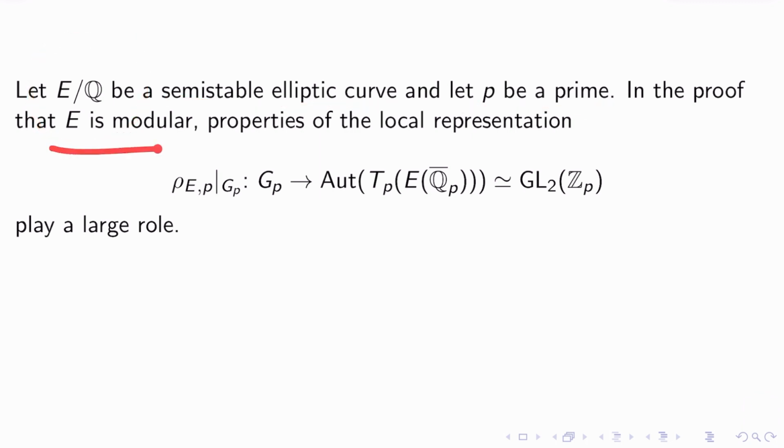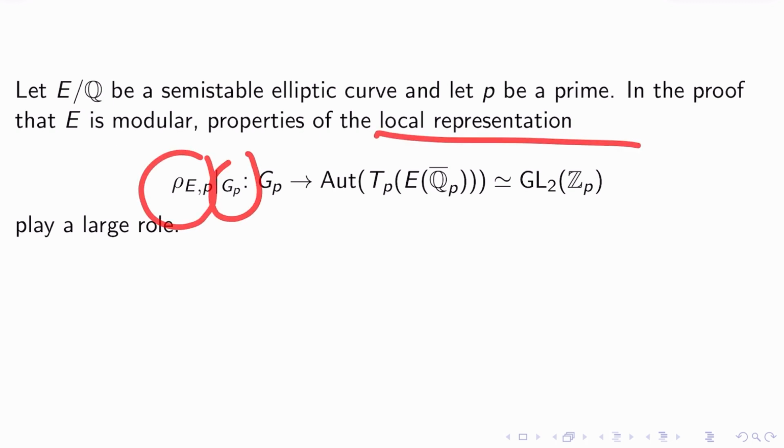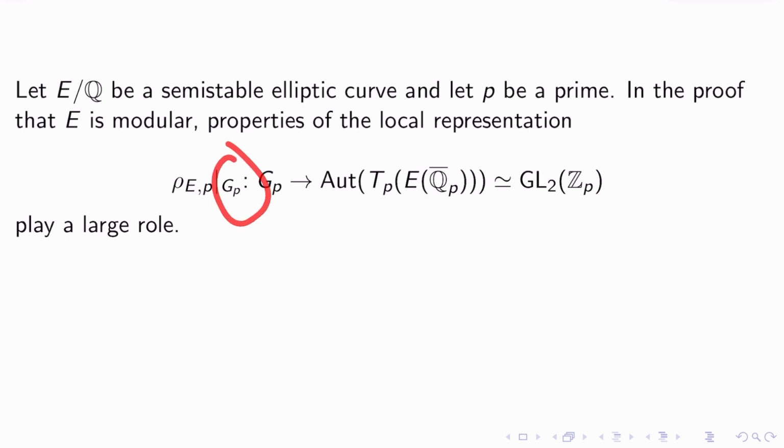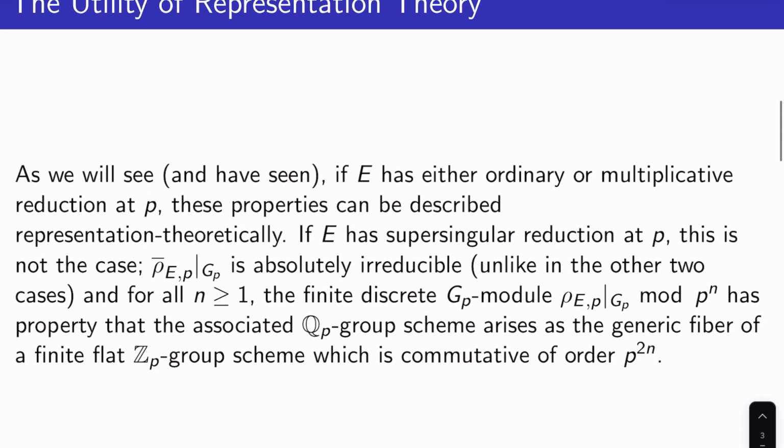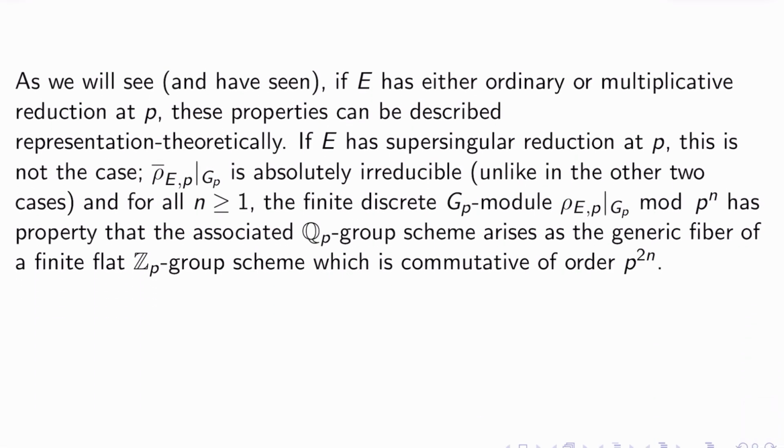Recall that in the proof that E is modular, we saw heavily that properties of the local representation, rho_{E,p} restricted to G_p, so this is the action on the p-adic Tate module of E restricted to the place p, played a huge role. As we will see, and as we have already seen, if E has either ordinary or multiplicative reduction at the prime p, these properties of rho_{E,p} restricted to G_p can be described representation theoretically. The problem is when E has supersingular reduction at p, this is not the case because rho-bar_{E,p} restricted to G_p is absolutely irreducible, unlike in the other two cases.